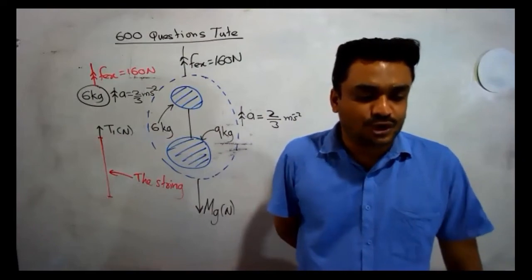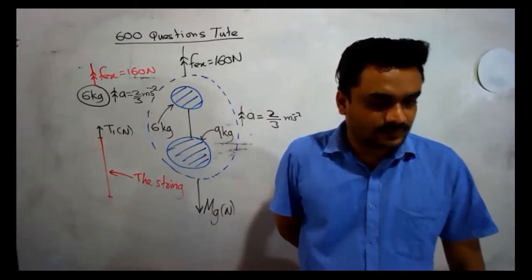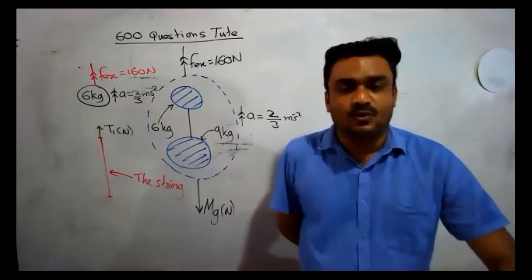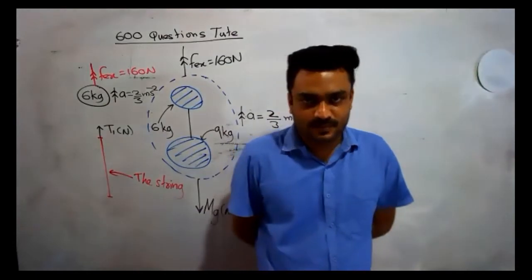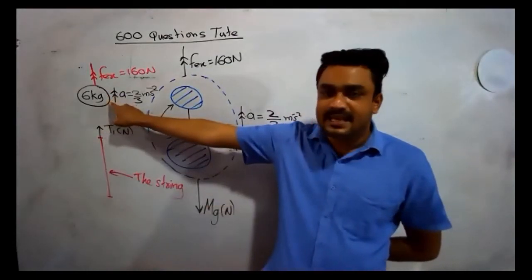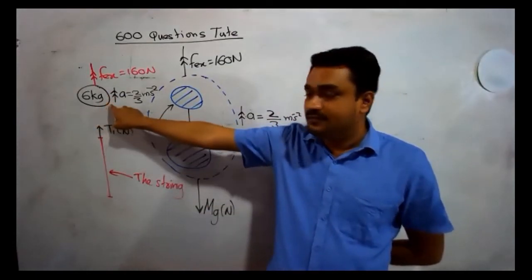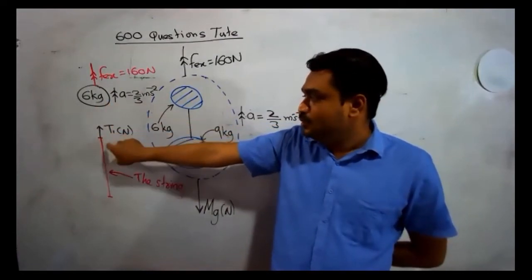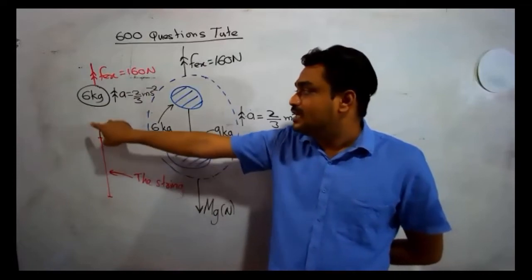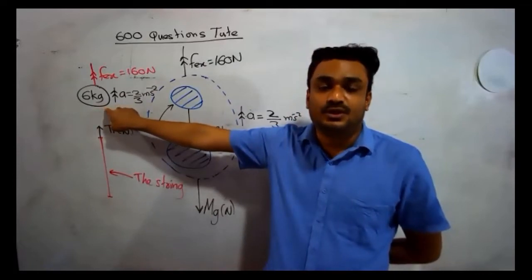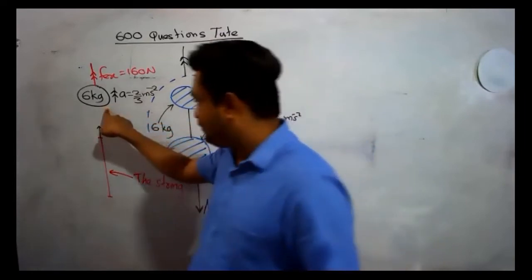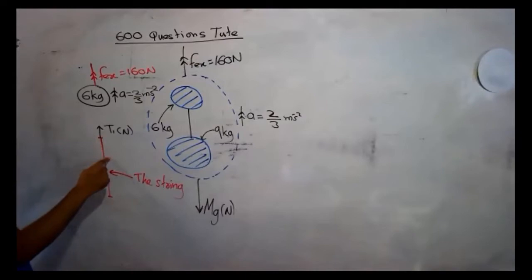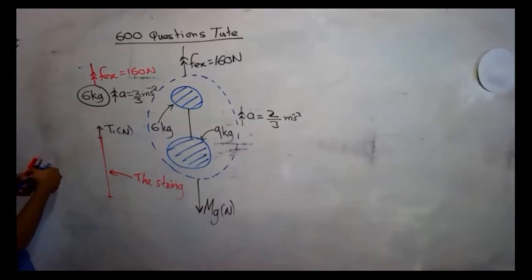Now somebody unmute the mic and tell me Newton's third law of motion. Every action has an equal and opposite reaction. So if the 6 kg object gives a force of T1 Newton to the string, the string should give an equal and opposite reaction force to the 6 kg object.